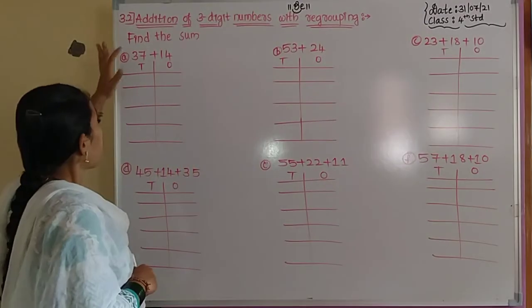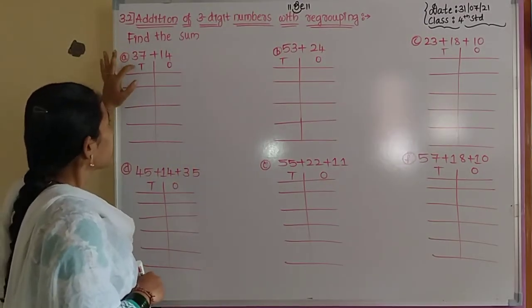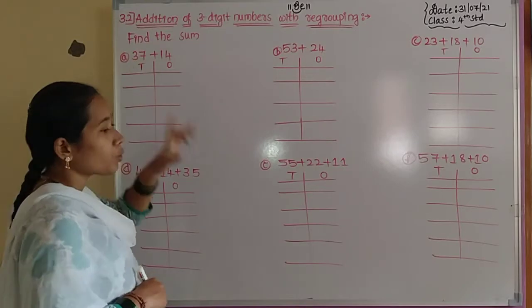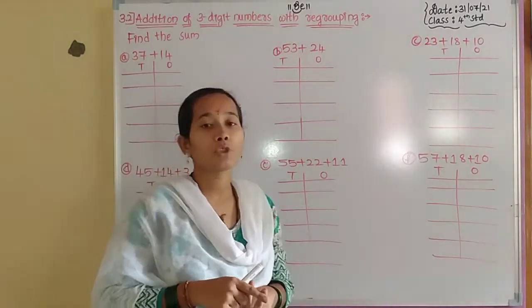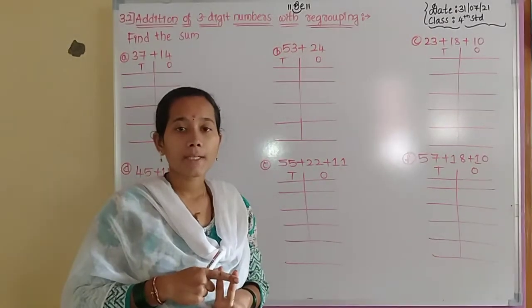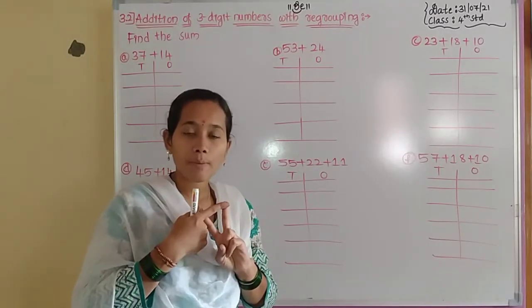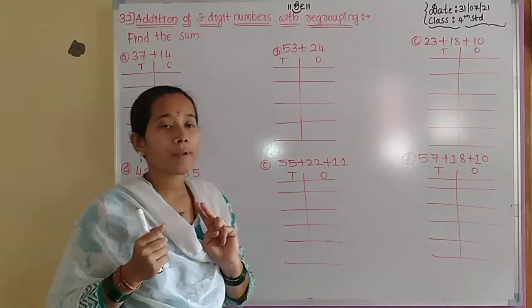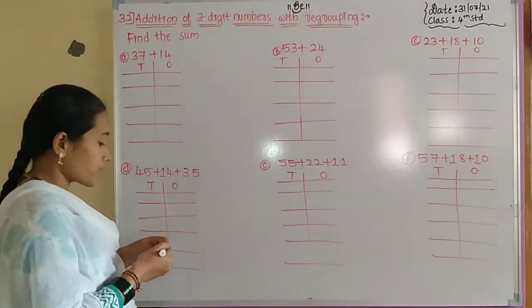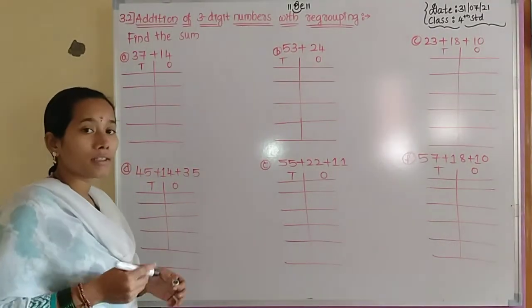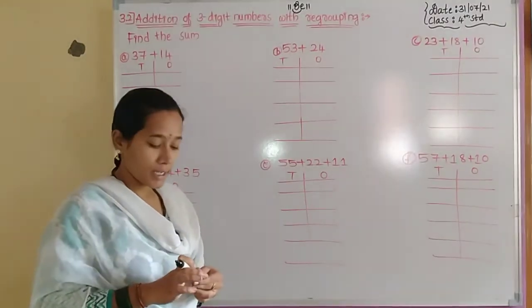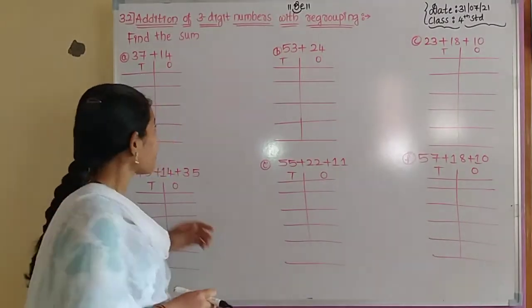So here, find the sum. 37 plus 14. Two digit numbers contain how many positions? How many placements? Very good. Two placements only. The first one is the ones placement and the second one is the tens placement. So here first we have to write the given addends in the form of what? Placements. Okay, in the place value chart.